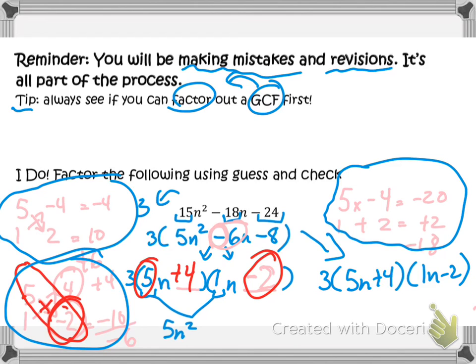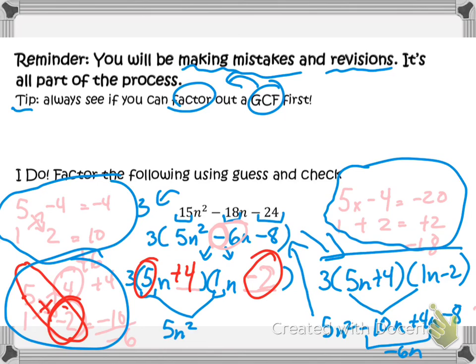And then to double check our answers, 5n times 1n is 5n squared. 5n times negative 2 is negative 10n. 4 times 1 is plus 4n, and 4 times negative 2 is minus 8. This will give me negative 6n. So this gives me back up to here. Alright, what a process.